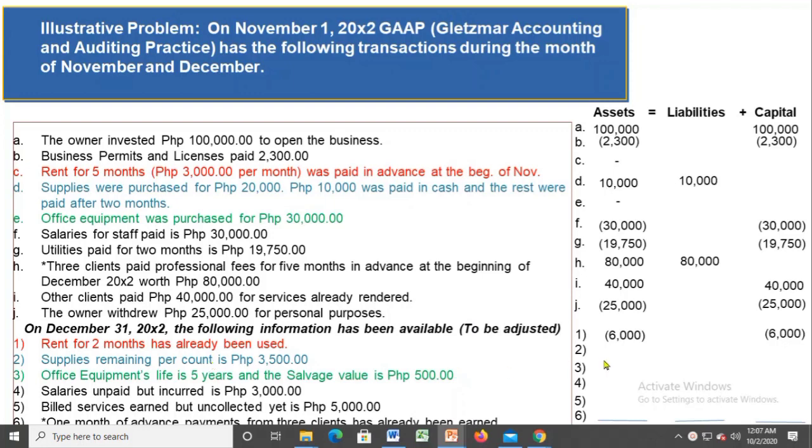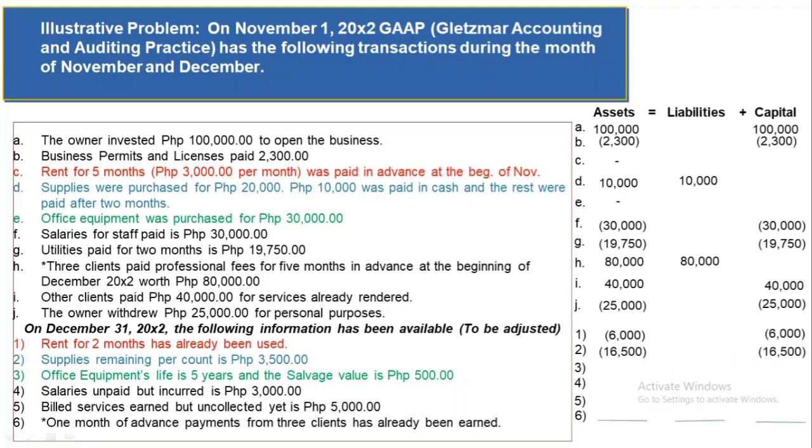So, you need to decrease the supplies account, which is an asset account, worth 16,500, and of course, there is also a decrease on the capital account because of the supplies expense. Transaction number 3 is an additional information about transaction letter E. It says that the 30,000 equipment has a salvage value of 500 and a useful life of 5 years.